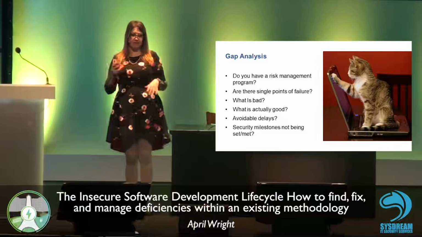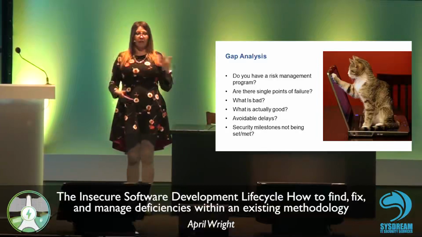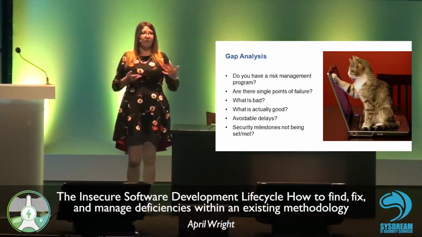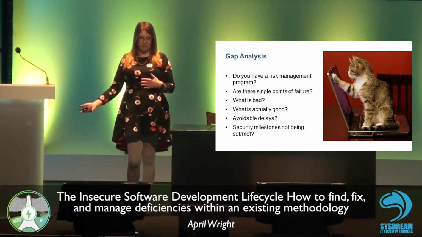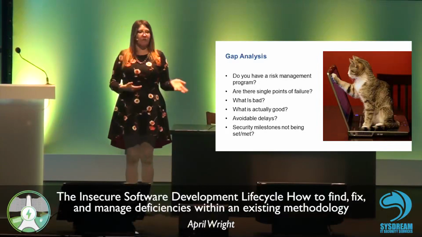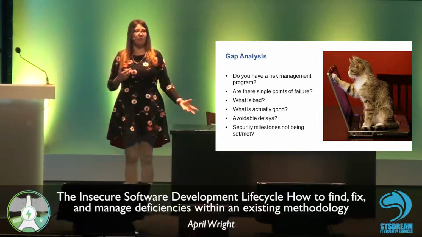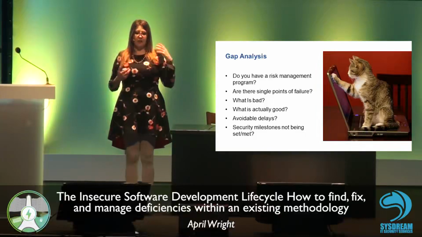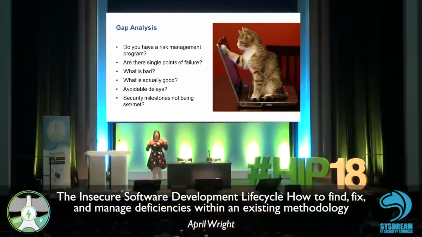In a gap analysis, we want to figure out, is there a risk management program? Because if we don't understand the risks, then how do we fix them? Is there a single point of failure? Is there a single person that's doing a task? Is there a system that is managing something that is only in one data center and there's only one system, but it's mission critical? Is there something bad in software that could be fixed? Is there bad architecture? Is there bad coding?